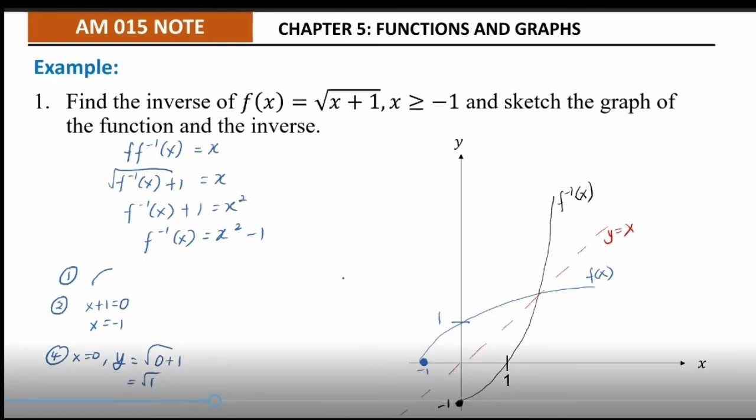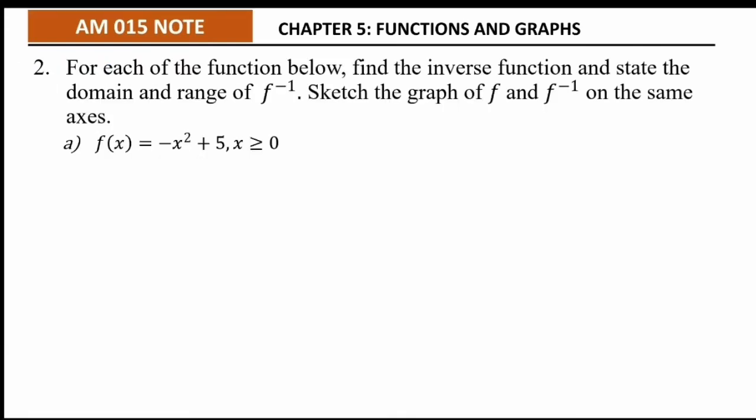Next example, for each of the functions below, find the inverse function and state the domain and range of f inverse. Sketch the graph of f and f inverse on the same axis. So for a, f(x) equal to negative x squared plus 5 for x greater or equal to 0. Find the inverse function using the property f of f inverse equal to x. Negative, x is f inverse, squared, plus 5 equal to x.